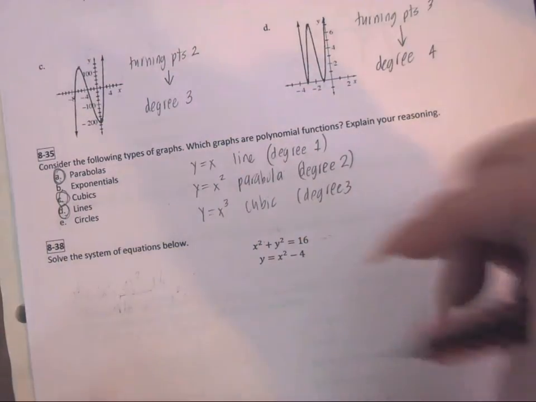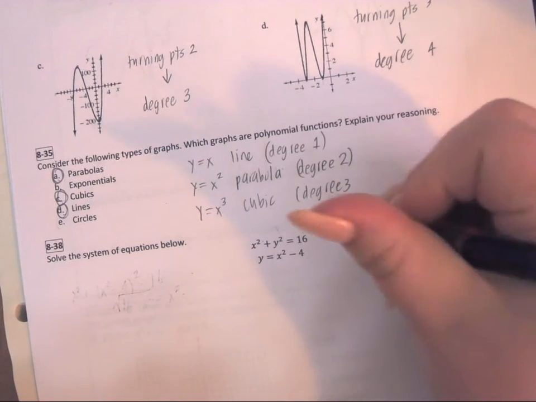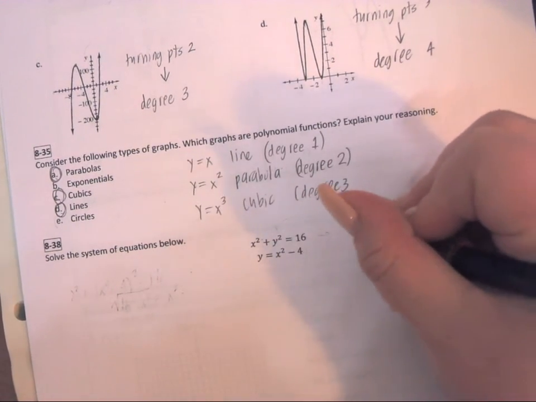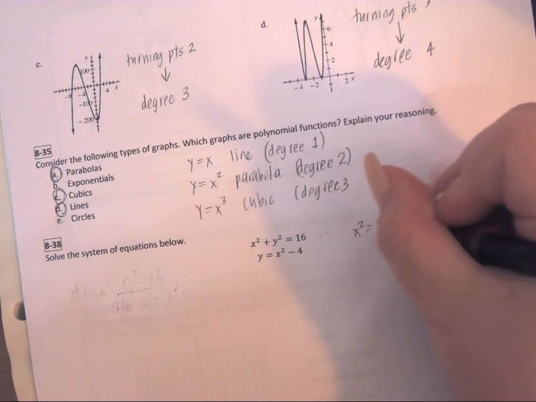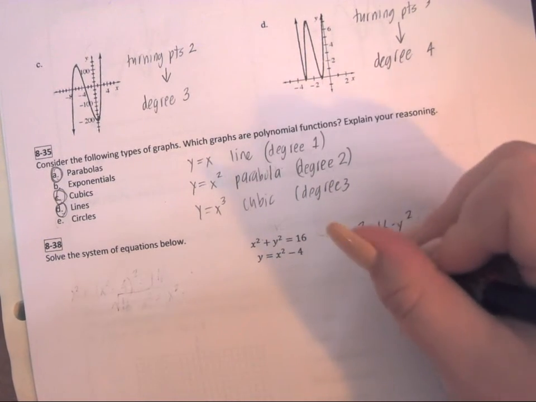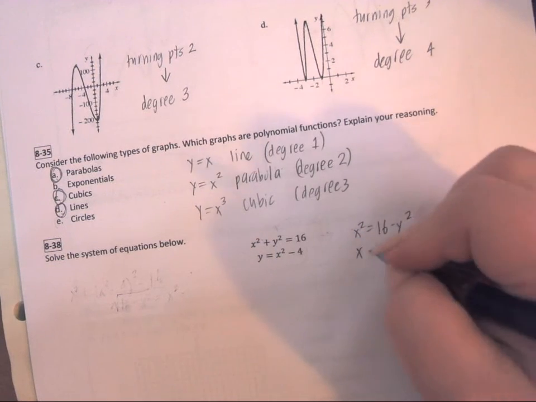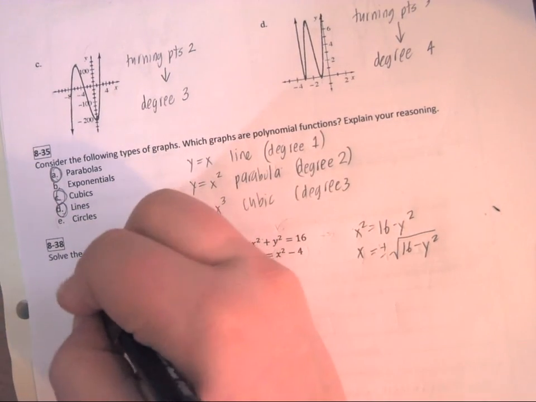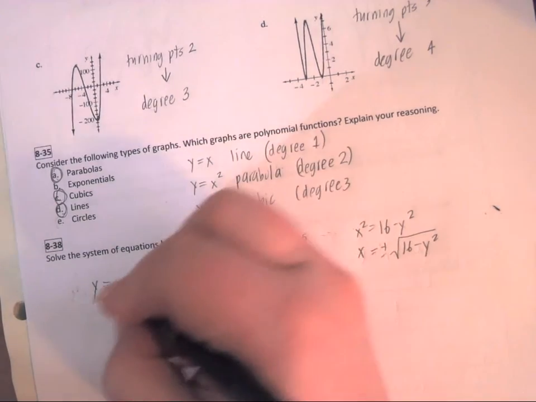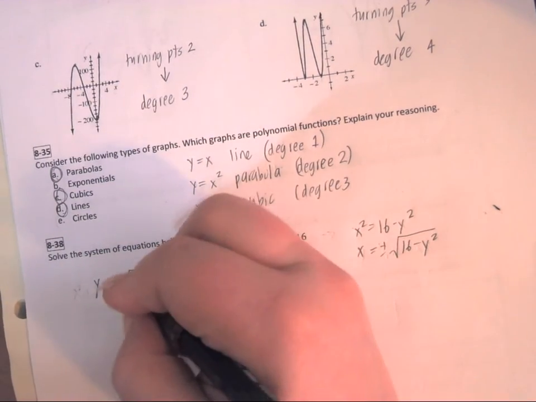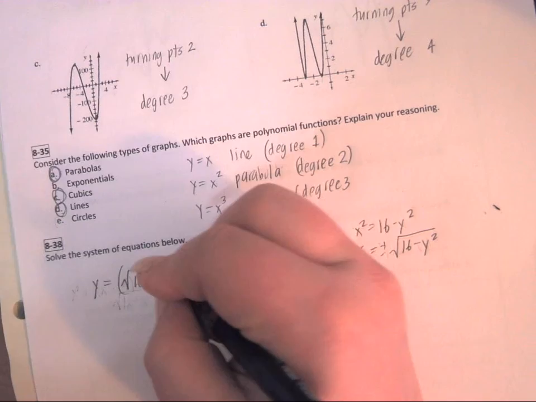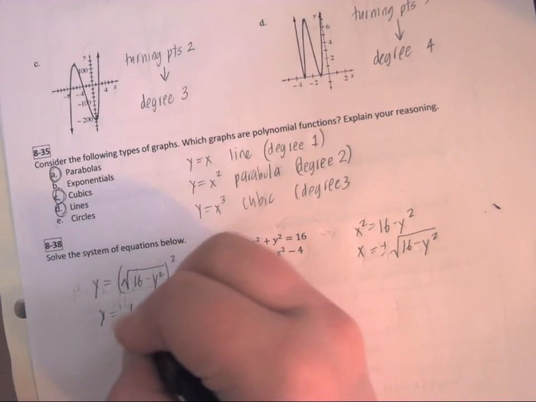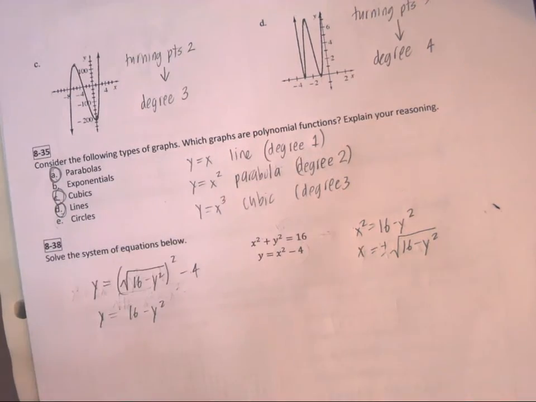That's also a bad idea. Solve it for x instead. So, there we go. x squared equals 16 minus y squared. Then x equals plus or minus the square root of 16 minus y squared. And then you get y equals, this is how to do it, 16 minus y squared minus 4. So then you get y equals 16 minus y. So the squaring undoes the square root.